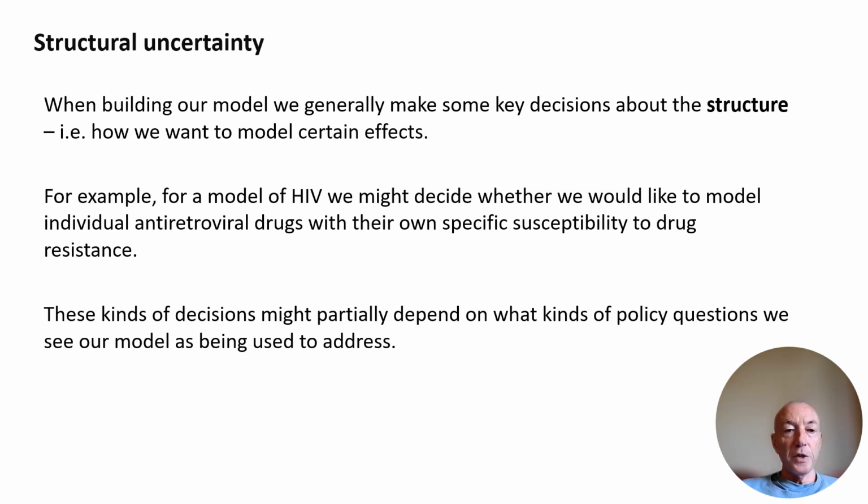Now on structural uncertainty. So when building our model, we generally make some key decisions about the structure, i.e. how we want to model certain effects, what variables we want to include. For example, for a model of HIV, we might decide whether we would like to model individual antiretroviral drugs with their own specific susceptibility to drug resistance. These kinds of decisions might partially depend on what kinds of policy questions we see our model as being used to address.